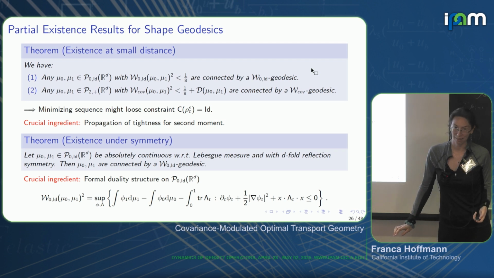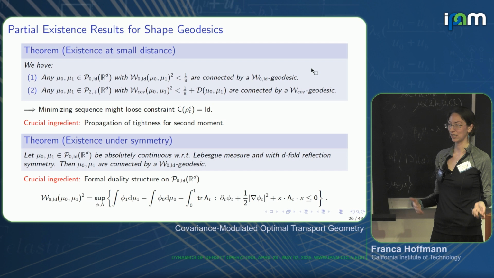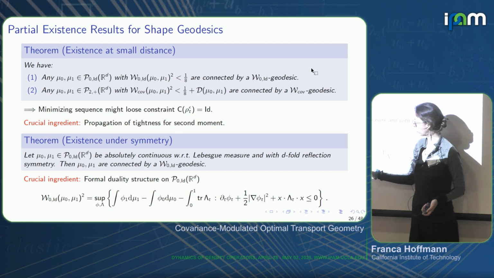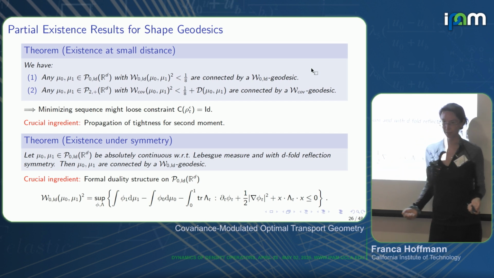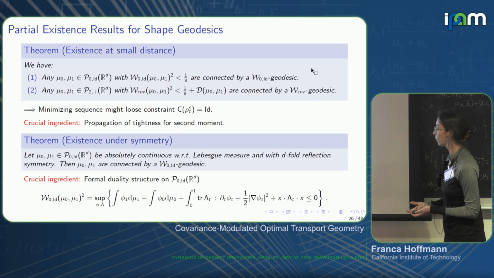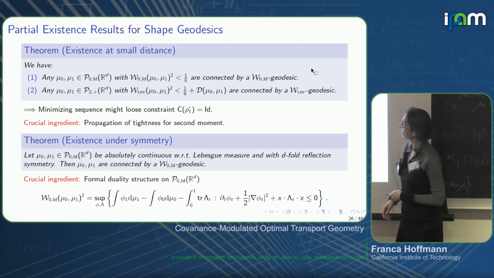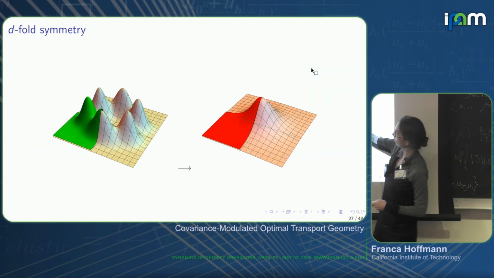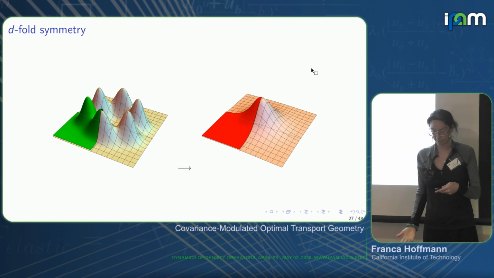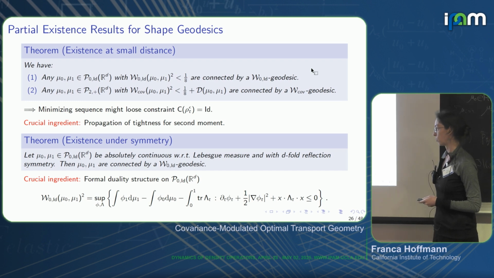The second proof we obtained by looking at the dual formulation. If you look at the dual formulation, it looks like this. The constraint shows up through this lambda t. Here we assumed some symmetry, some reflection symmetry, which basically looks like that. You say that your measure is symmetric by reflection across all coordinate axes. If you assume that, then you get existence of geodesics.